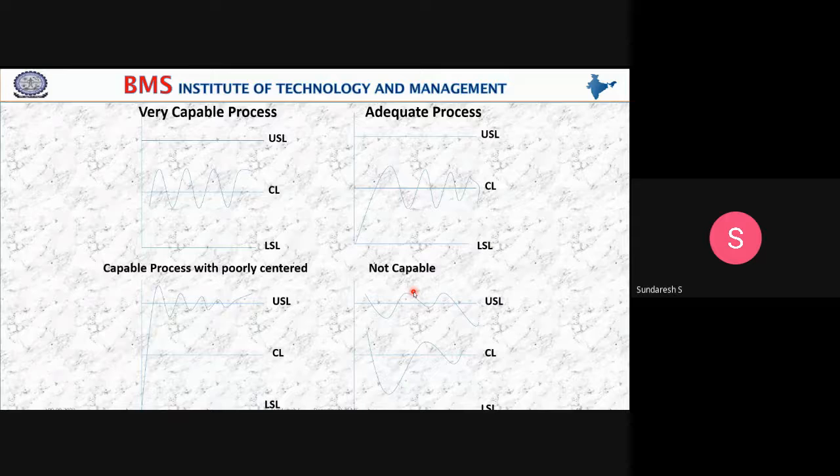And moving on to the last one, which is not capable. Look at how it is happening. Everything has been distributed haphazardly here. The distribution of the product output is so haphazard that we can say the process is totally not capable. Okay, this is how we generally go ahead with plotting to analyze whether the process is capable or not capable. Okay, right.